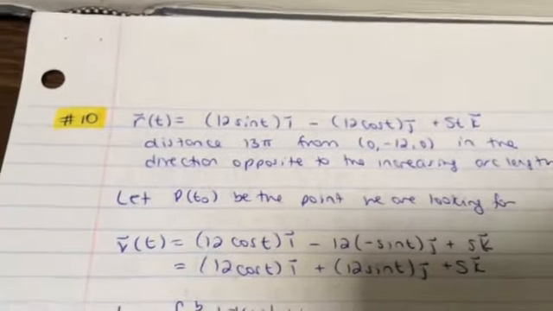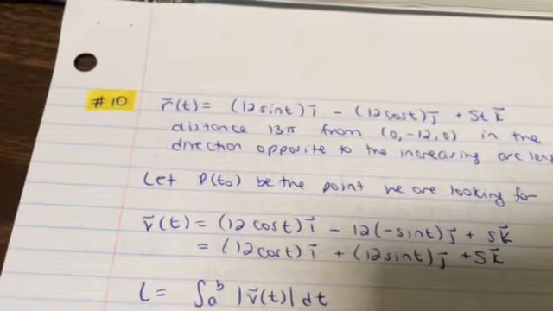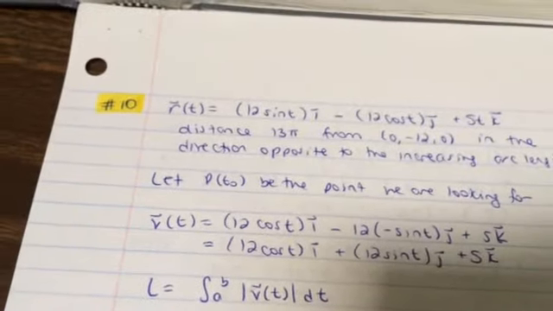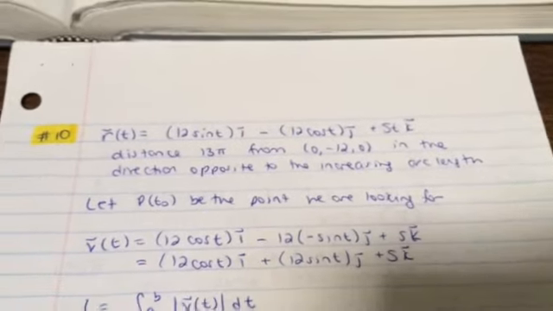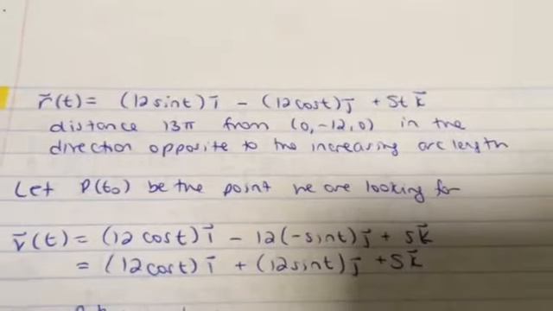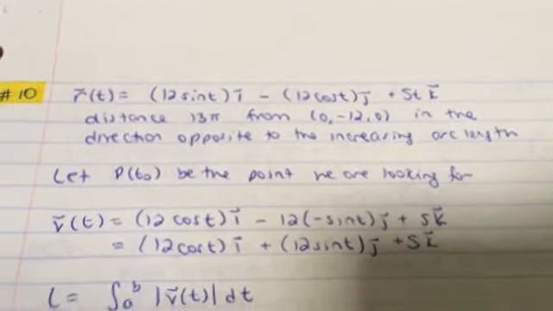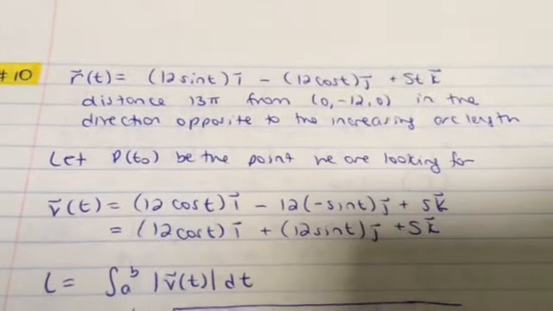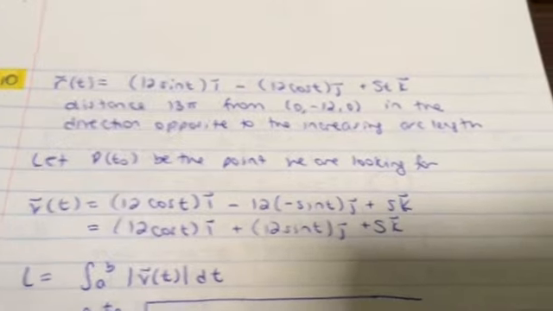Here's all the information. So I'm going to let P be the point that I'm looking for, and that's going to be at obviously some t value. And so first of all, I have to find the t value, and then I have to plug it in to find the point. So I'm going to start with my velocity vector, which is just the derivative. And once I find that, I'm going to do the magnitude of it and integrate it.